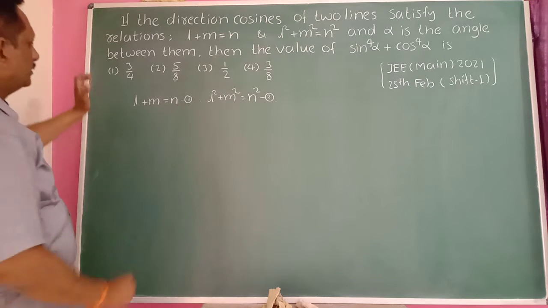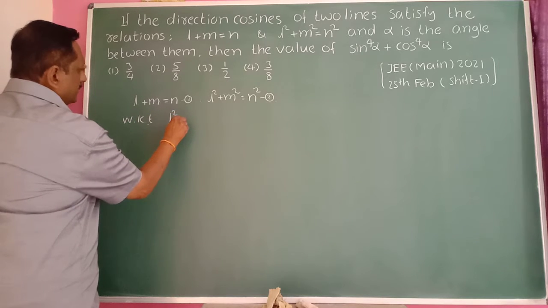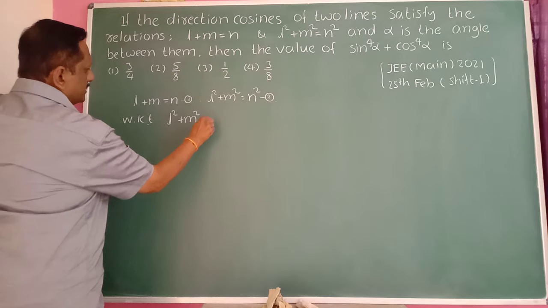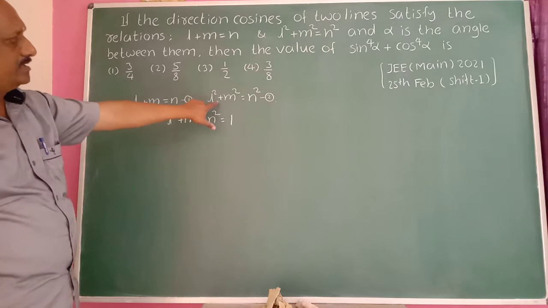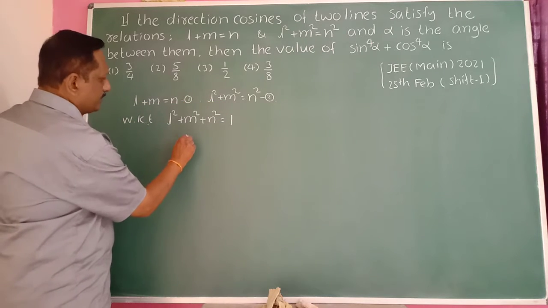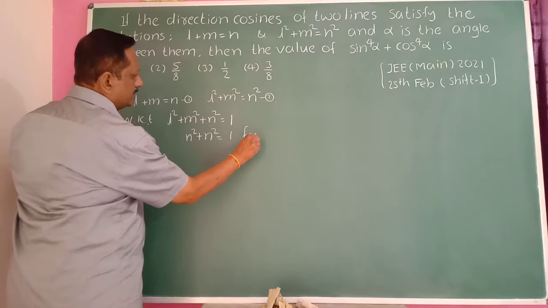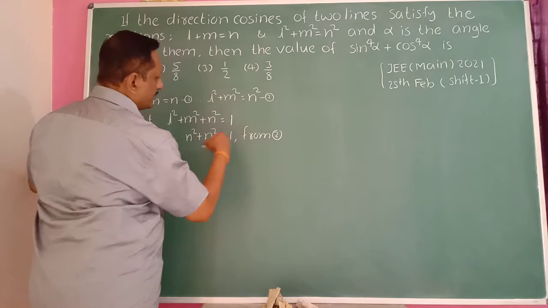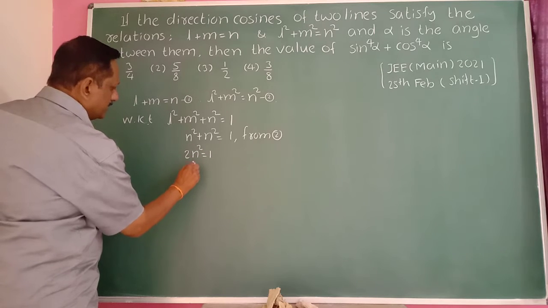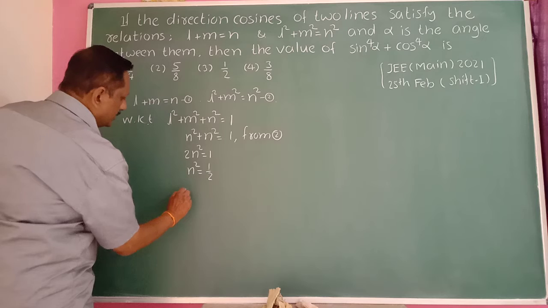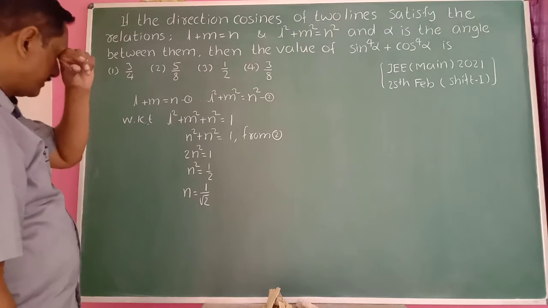Okay. So we know that l² + m² + n² = 1. It is a standard result. From equation 2, l² + m² is n², so use n² + n² = 1. Therefore 2n² = 1, so n² = 1/2. Therefore n = 1/√2.